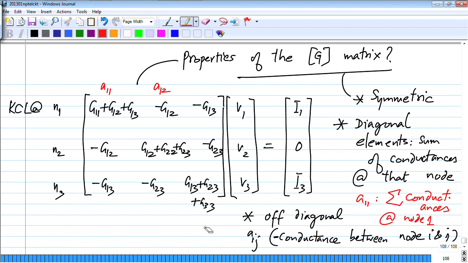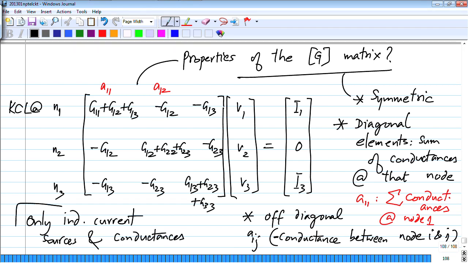So now this can be extended to circuits of any size. The only restrictions we have so far are that we have only independent current sources and conductances in the circuit. With that, we have all these nice properties: a symmetric matrix with the diagonal elements being the sum of conductances at that node and off-diagonal elements being the negative of the conductance between two nodes. Any questions so far? And to solve for this, you will have to invert the matrix G and multiply the source vector with the inverse of the matrix G.